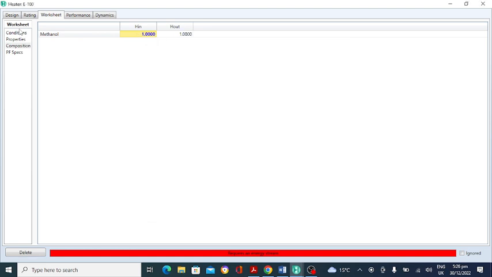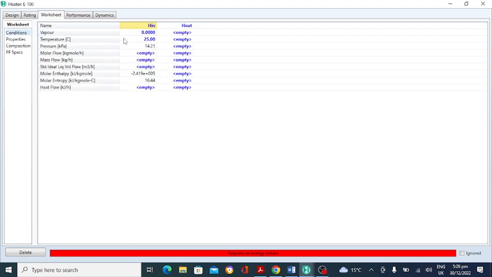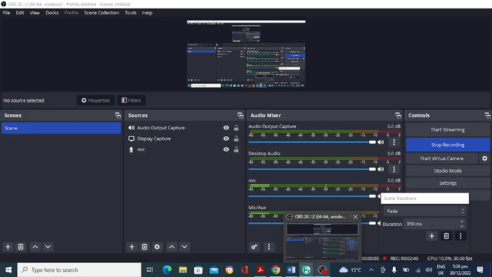So go to the condition, the liquid methanol. Now the pressure is calculated by Aspen HYSYS. So the pressure of the liquid methanol at 25 degrees centigrade is 0.14 bar. So now this is okay.